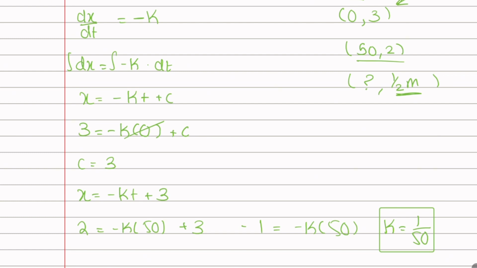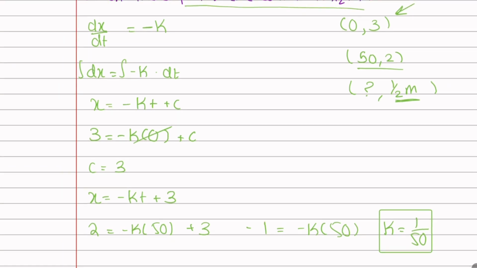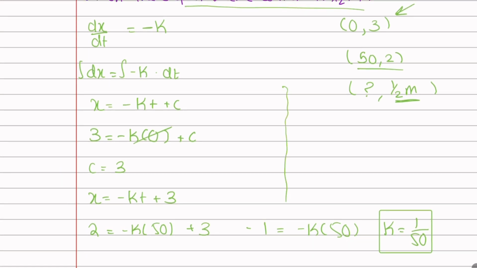But let's continue now. We've talked about how the equation, I'm going to continue right here on the side. The equation now is x equals negative 1 over 50 t plus 3. And he wants the time at which the depth is 1/2. Sorry for the m over here. There's no need for units. 1/2 equals negative 1 over 50 time plus 3.